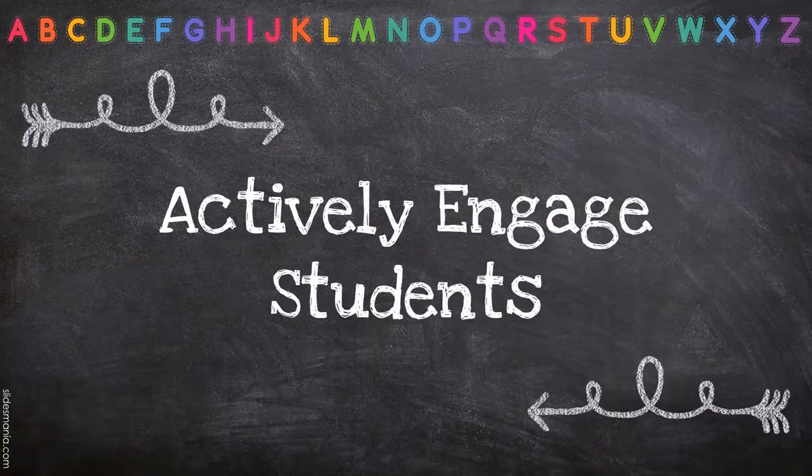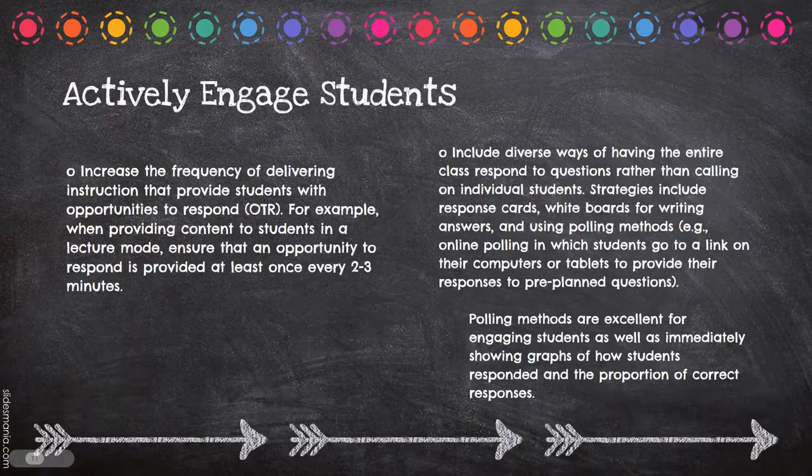Next, we will look at the feature of actively engaging students. Increase the frequency of delivering instruction that provides students with opportunities to respond. For example, when providing content to students in a lecture mode, ensure that an opportunity to respond is provided at least once every 2 to 3 minutes. Include diverse ways of having the entire class respond to questions rather than calling on individual students. Strategies include response cards, whiteboards for writing answers, and using polling methods. Polling methods are excellent for engaging students as well as immediately showing graphs of how students responded and the proportion of correct responses.